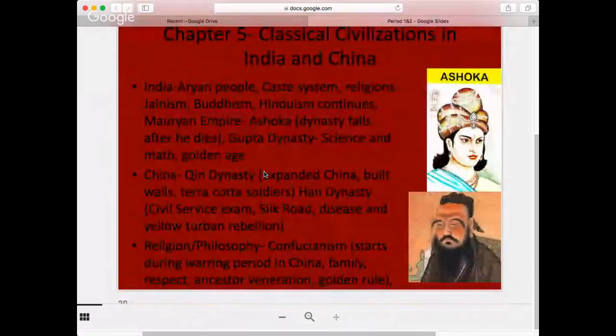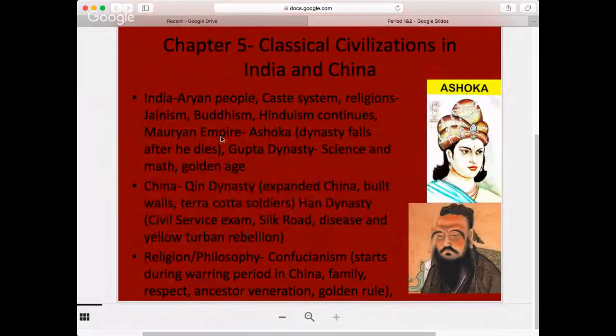All right, chapter 5, you read about India and China. So in India, we started off with the Aryan people, and they were the ones who were studying the Vedic religions, which would become Hinduism. I think they were more like nomadic people, though I could be wrong about that. But the caste system starts to develop in India, and their main religion ends up being Hinduism. But they also have other religions like Jainism and Buddhism.